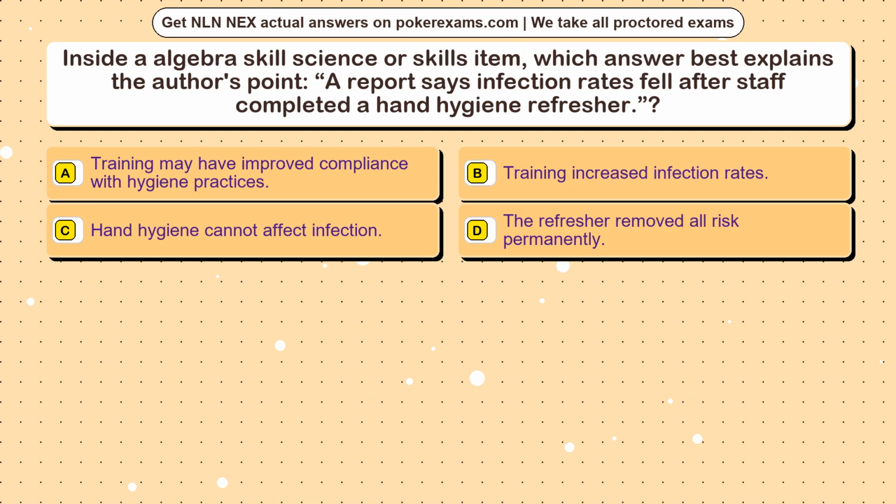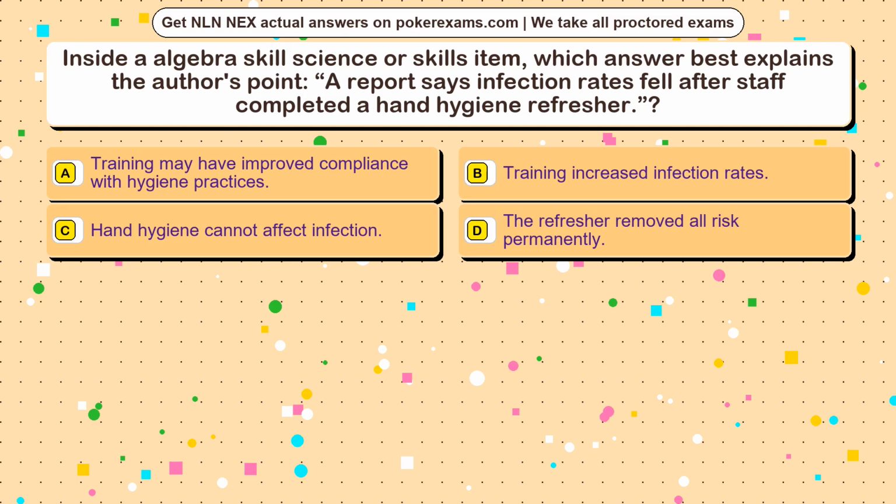Question 24. Inside an algebra skill science or skills item, which answer best explains the author's point? A report says infection rates fell after staff completed a hand hygiene refresher. Option A, training may have improved compliance with hygiene practices. Option B, training increased infection rates. Option C, hand hygiene cannot affect infection. Option D, the refresher removed all risk permanently.